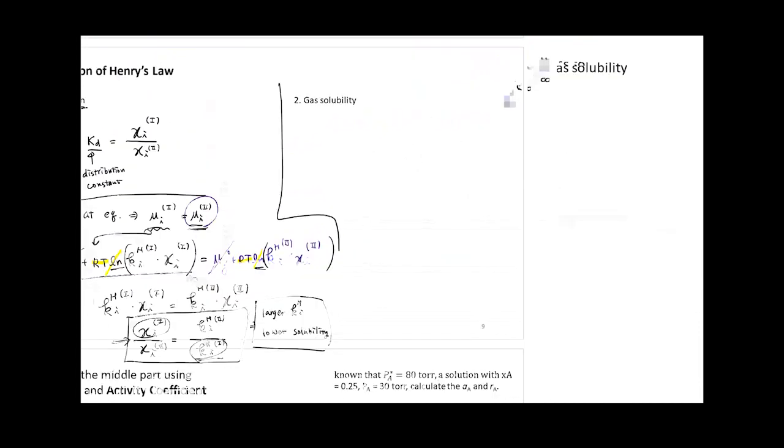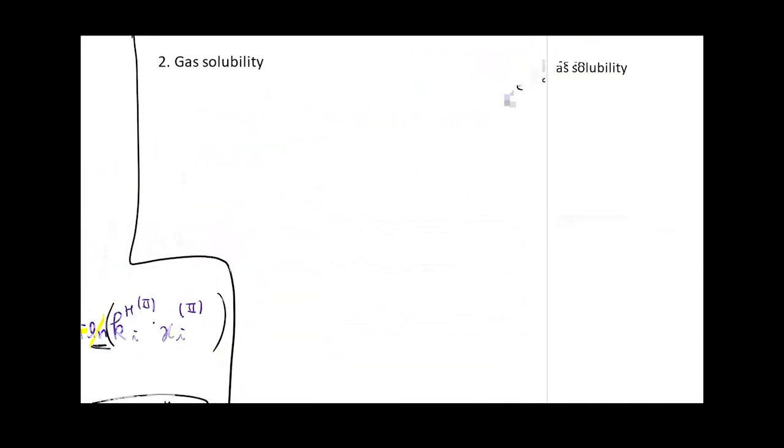Another application of Henry's law is gas solubility. We know gases do not really like to dissolve in a solvent too much. So when you talk about gas solubility inside a solvent, it immediately brings you to a non-ideal solution at very dilute conditions, which is ready for applying Henry's law to explain the phenomenon. Since it follows Henry's law, your vapor pressure can be written as KH times your mole fraction.